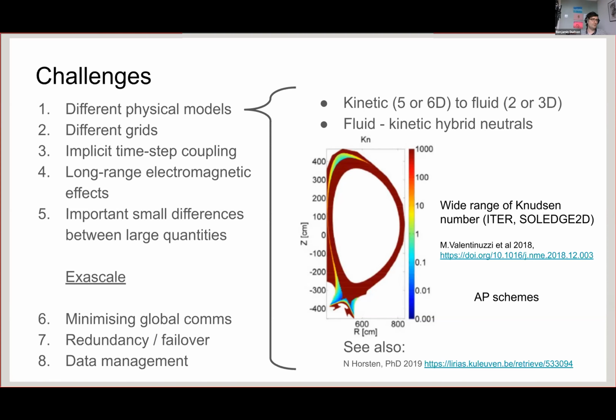And you see over this grid, which is for ETA, the neutral gas goes from essentially highly kinetic, so very long mean-free paths, down to highly fluid-like. And the regions of the grid where you need to treat models in different ways changes in time. And so this can be quite difficult.